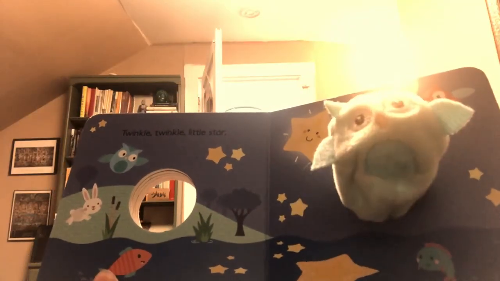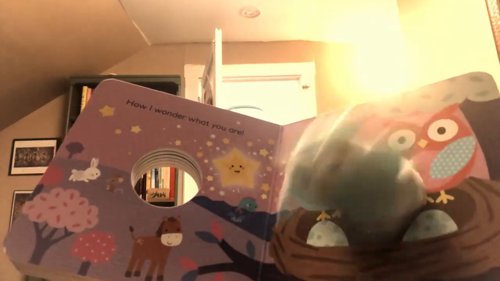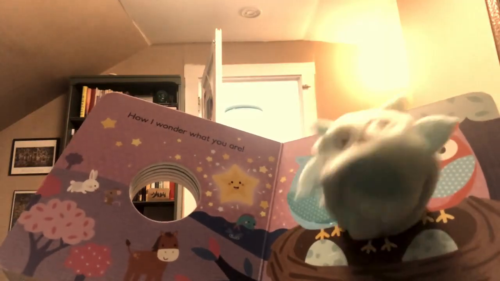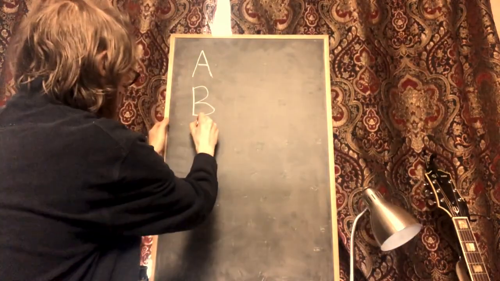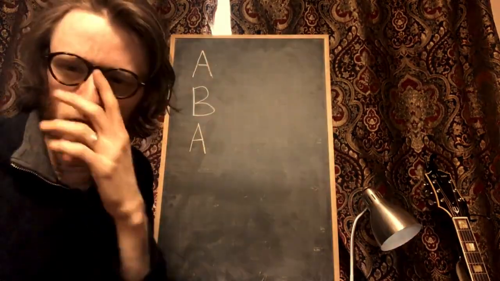Twinkle, twinkle, little star, how I wonder what you are. Wait a minute, Mr. Geer. That's the same thing as the first part. If it's the same part, should we call that A? You got it. Same exact thing. So we're going to call that section A. A again. Let's do it together.